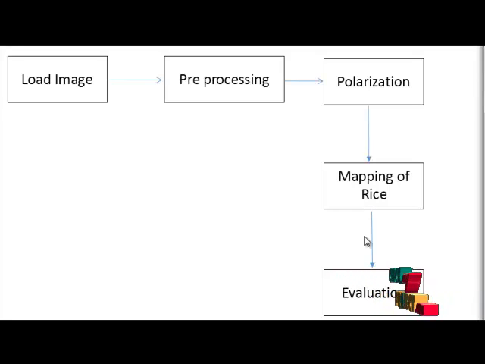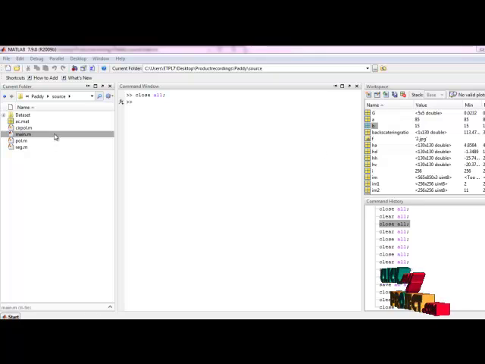Then we will go for our evaluation. Here we are using different polarizations to identify the rice, but it is clearly identified with the help of HH and HV. The accuracy of the rice identification can be up to 82.3%. Now let us see the execution of the process.